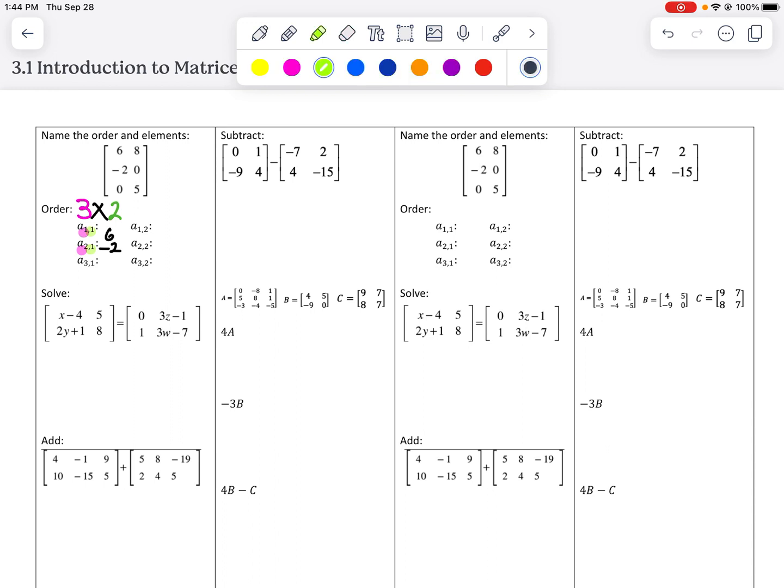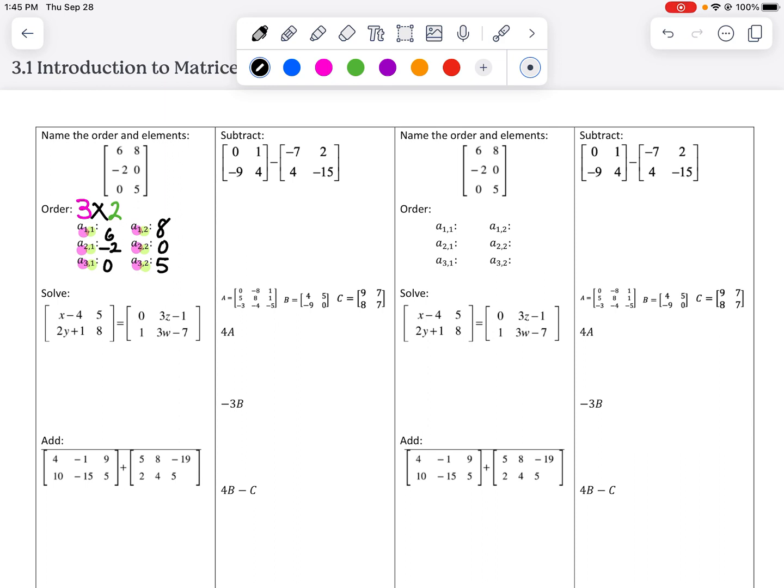And then it's asking you for the third row, first column, and the third row, first column is 0. And then it's asking you to find the first row, second column, and the first row, second column is 8. And the second row, second column, the number is 0. And the third row, second column is 5.